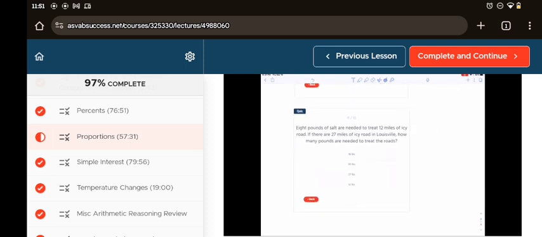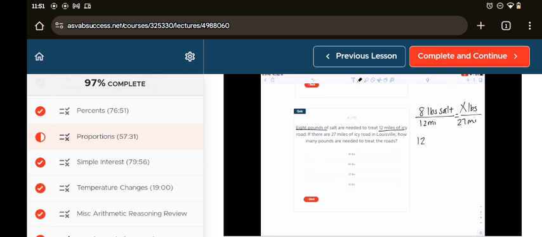Number 4 says, 8 pounds of salt are needed to treat 12 miles of icy road. If there are 27 miles of icy road in Louisville, how many pounds are needed to treat the roads? So my 2 scenarios are 12 miles of icy road, take 8 pounds of salt. So 8 pounds of salt is 12 miles. How many pounds do we need for 27 miles?